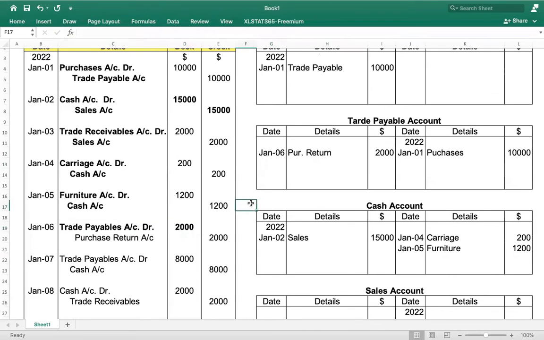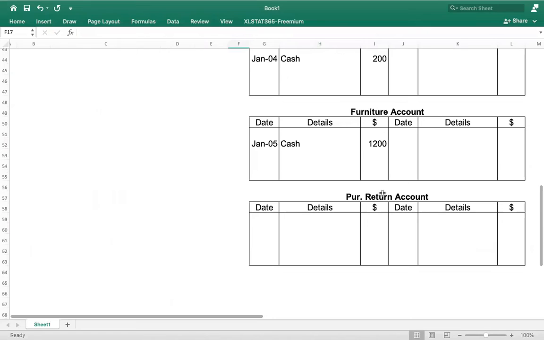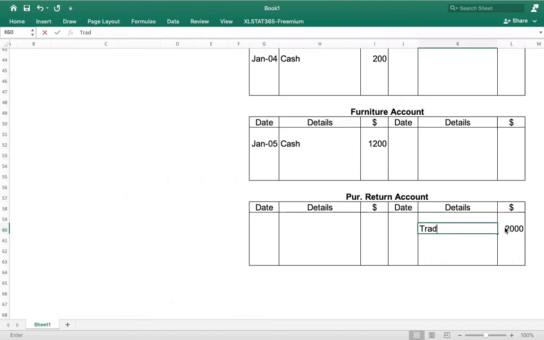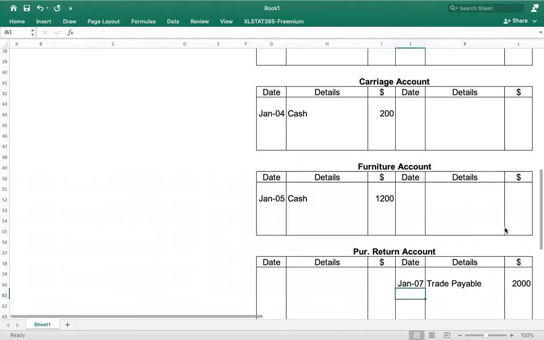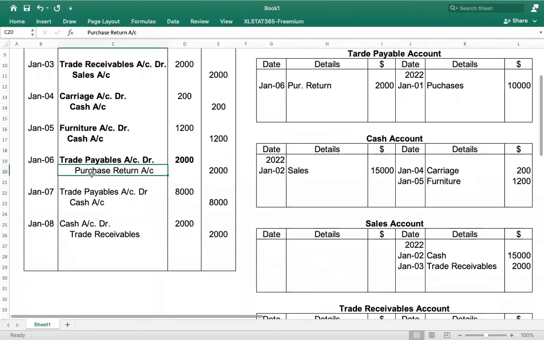Now in purchase return, is it debited or credited? Credit. So credit side, purchase return. This is the purchase return account. So 2000 on the credit side and name of the other account is trade payable. Jan 6, sorry. So we are done with this also.